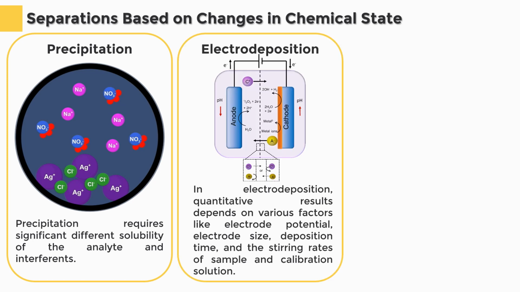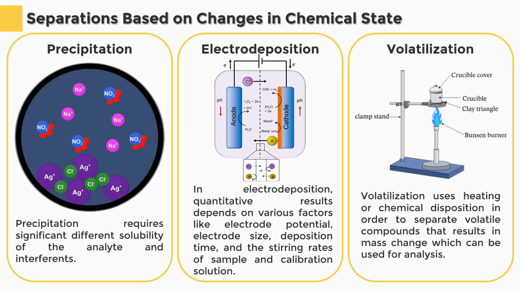Now, electrodeposition. In this separation technique, the quantitative result depends on various factors like electrode potential, electrode size, deposition time, and the stirring rates of the sample and calibration solution. The last part is volatilization, using heating or chemical decomposition in order to separate volatile compounds that result in mass change, which can be used for analysis. One example for this is determination of hydrogen carbonate content of antacid tablets.